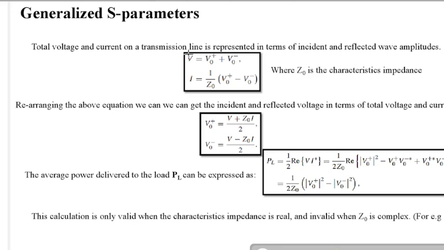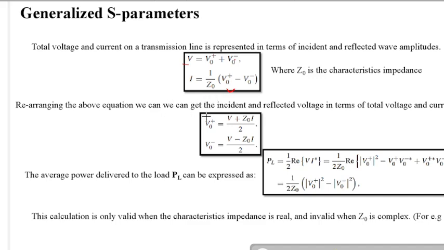The voltage and current on a transmission line are represented in terms of incident and reflected wave amplitudes. So V, the total voltage at one port, equals the total inward voltage plus the total outward voltage, V0 plus and V0 minus, and with the impedance term, the current will be 1 by Z0 into V0 plus minus V0 minus. So the total voltage magnitude is the addition of those, and the total current is the difference of the voltages, divided by Z0.